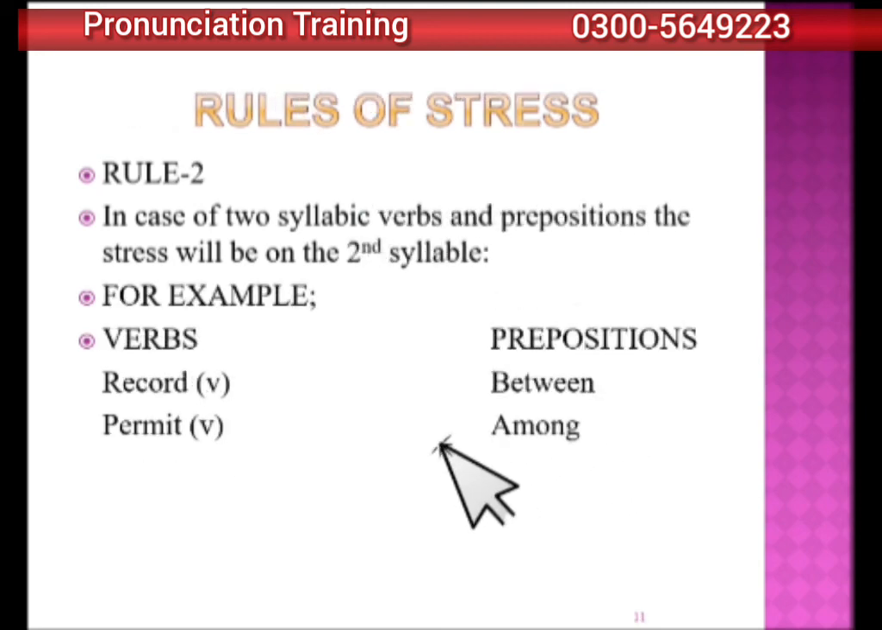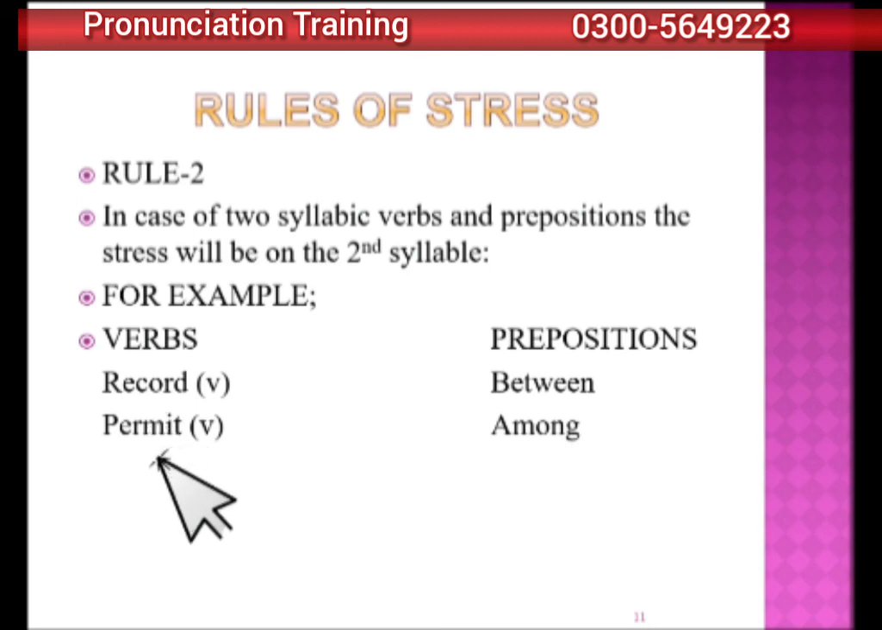And then rule number 2, in case of two syllabic verbs and prepositions, the stress will be on the second syllable. अगर verb होगा bisyllabic या preposition होगी bisyllabic, तो अब noun के बरक्स stress दूसरे syllable पे होगा. For example, मैंने ऑलरेडी डिस्कस कर दिए, तो यहाँ पे अगर यही वर्ड एज अ वर्ब यूज होगा तो इट विल बी रिकॉर्ड. रिकॉर्ड, ही इज रिकॉर्डिंग, रिकॉर्ड सेकेंड सिलेबल पे स्ट्रेस होगा.